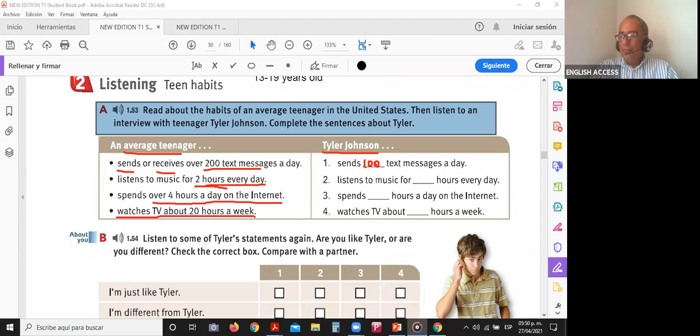Okay, right. Tyler Johnson: Hey, the average teenager sends or receives over 200. I only send about 50 messages a day. Sent or received, how many do you receive? Well, probably about 50. So I send and receive about 100 text messages a day.